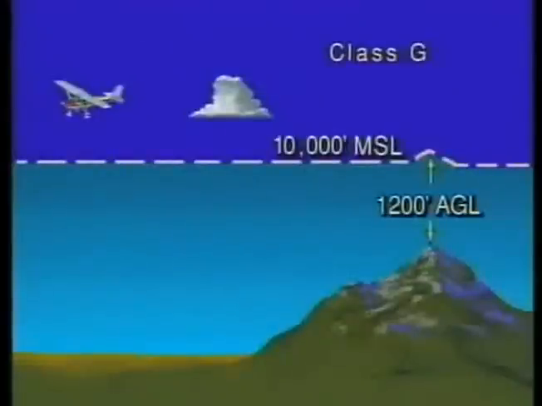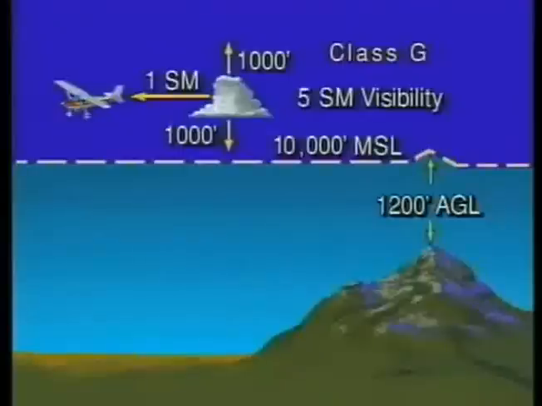Finally, if you are operating more than 1,200 feet AGL and you are at or above 10,000 feet MSL in Class G airspace, your weather minimums increase. Here, you are required to maintain 5 statute miles flight visibility and remain 1,000 feet below, 1,000 feet above, and 1 statute mile horizontally from clouds.